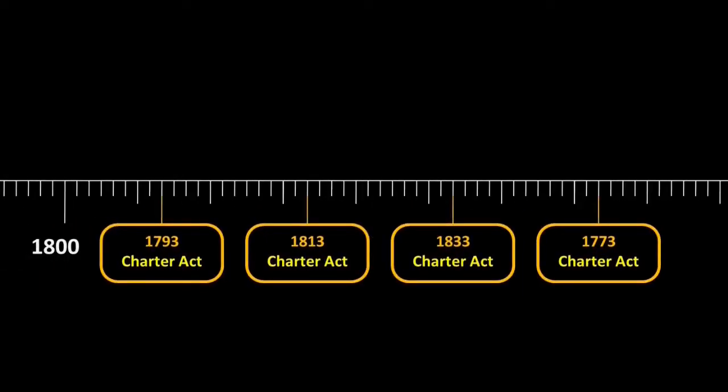There were four Charter Acts at the interval of 20 years to renew the license of the company. The first Charter Act was of 1793. Nothing significant happened here. This act extended the company's monopoly over the Indian trade for another 20 years, up to 1813. And it was supposed to extend further 20 years by the Act of 1813, but something happened meanwhile.